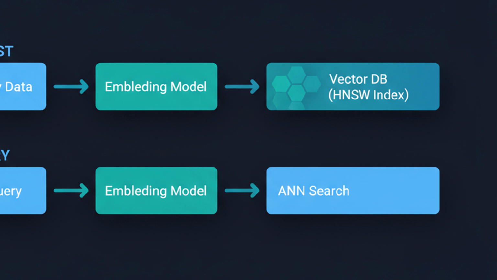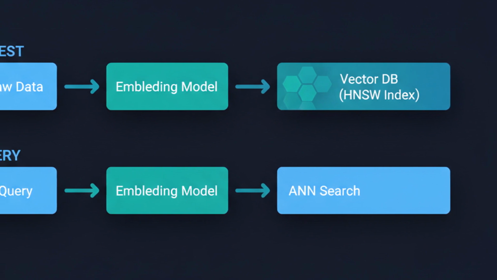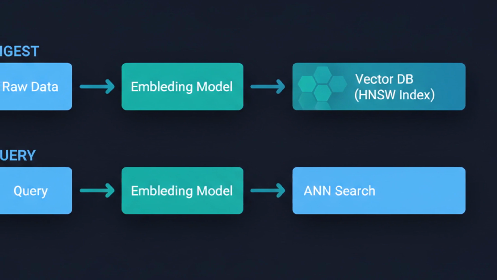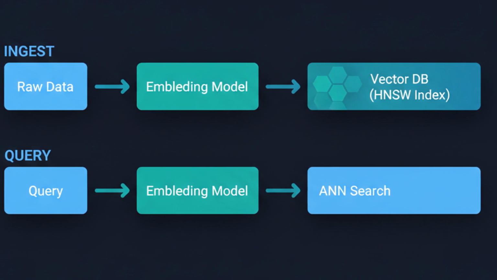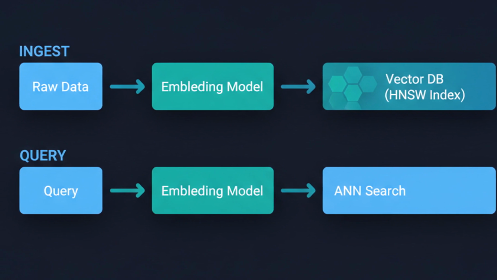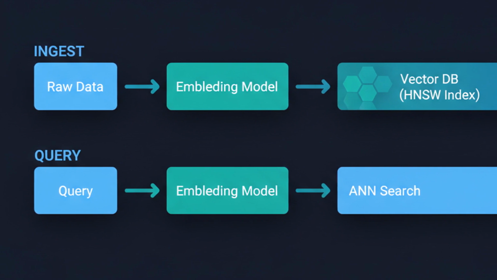Let's zoom out and see the full picture. Your raw data, documents, images, audio gets passed through an embedding model to become vectors. Those vectors get stored and indexed in a vector database, usually with HNSW. At query time, your question is embedded the same way. The database finds the nearest vectors using approximate search and returns the original data behind them. That entire loop is what powers semantic search and modern AI retrieval. Every piece we built today fits into this one diagram.